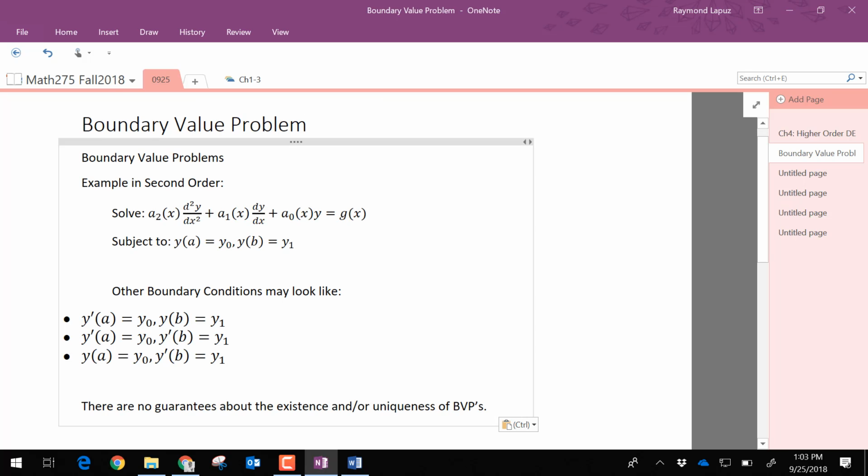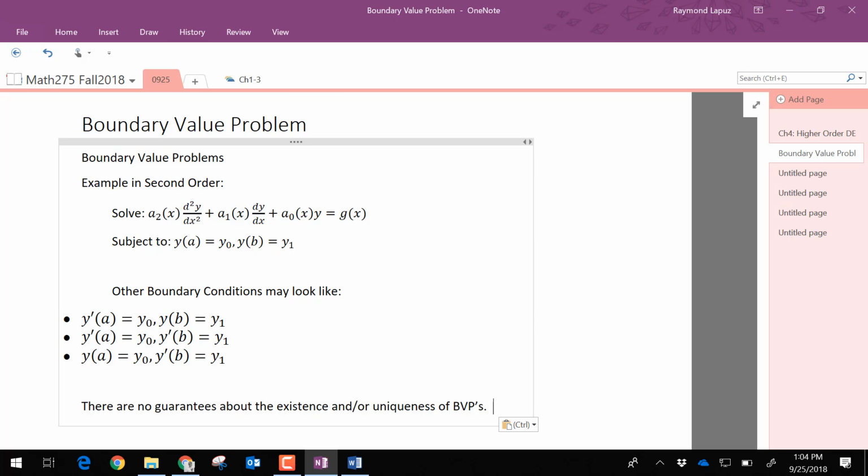So a boundary value problem is you got a differential equation just like last time, except your conditions are not initial conditions, which means that you don't start off at a particular point. Your conditions are conditions about the boundary. As an example, we'll take a look at a second order differential equation. We're going to stick with linear differential equations in this chapter.